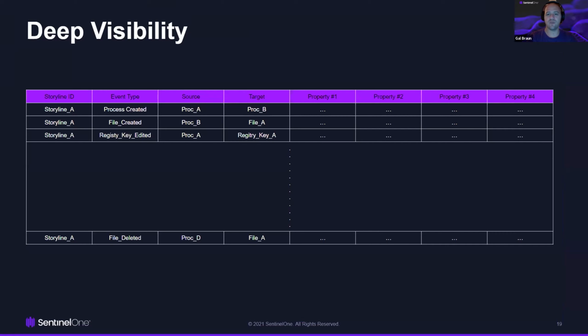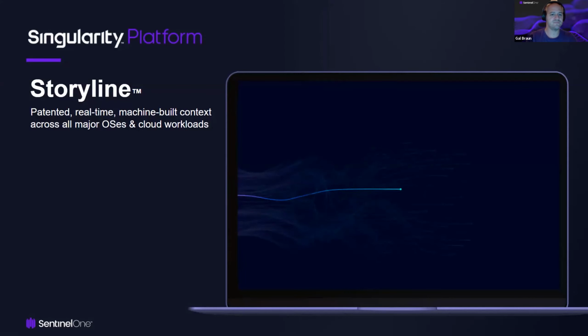So here we can see the basic form of this data hidden behind the UI. We have the event type, we have the source of the event, the target of the event, and some different properties regarding the event. Also, we got a storyline ID, which is the context of this event. After mentioning it several times, let's talk about what a storyline is.